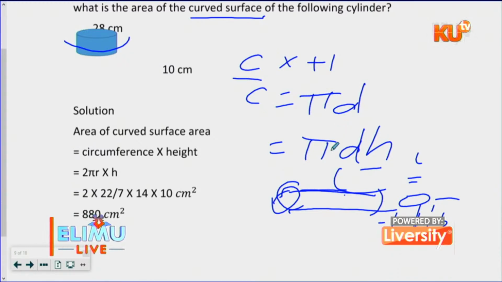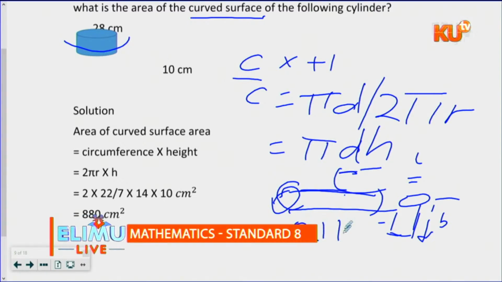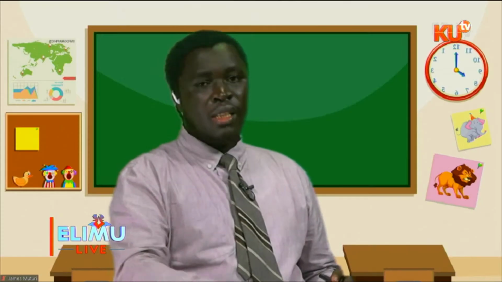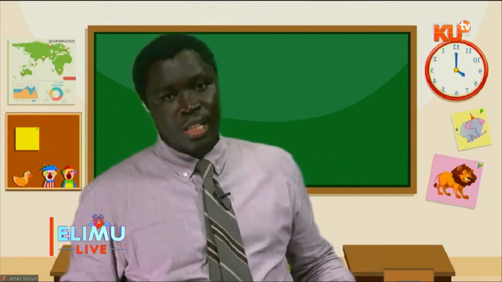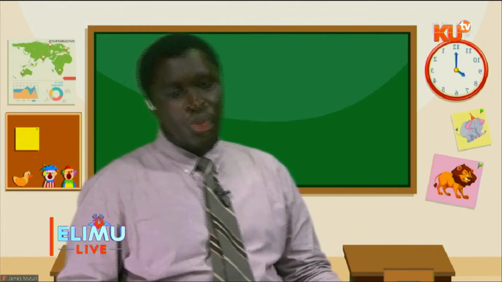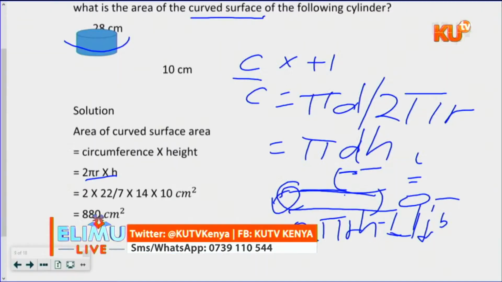Or instead of saying pi d for circumference, you can also say 2 pi r. Circumference can be pi d or 2 pi r. So this will make a simple change in this formula and it will be equal to 2 pi r h, as we have used here, because circumference is given by two formulas. The first formula for circumference is pi d, where d is diameter, and the second formula is 2 pi r. The 2 stands for the two radii that make up the diameter.